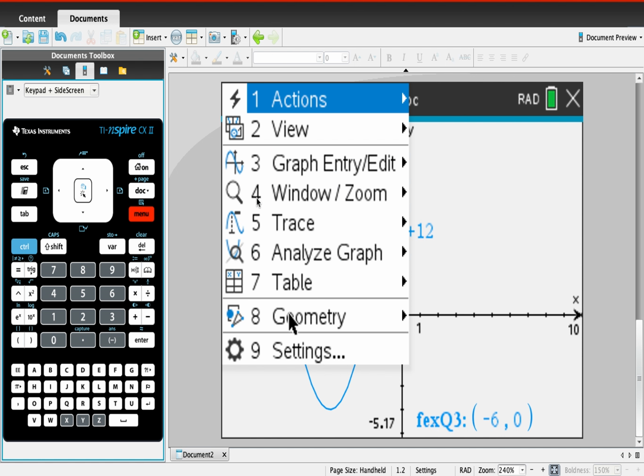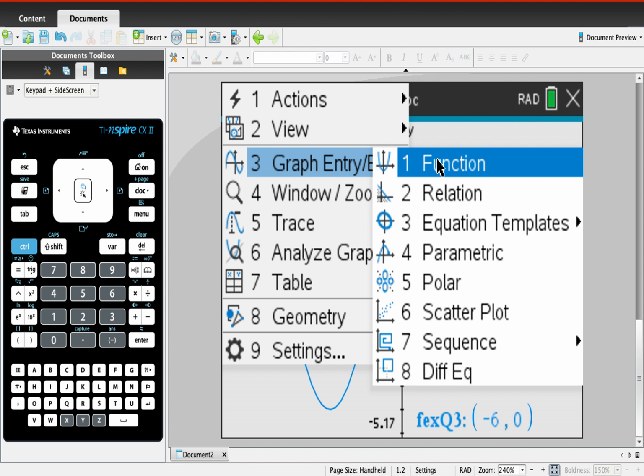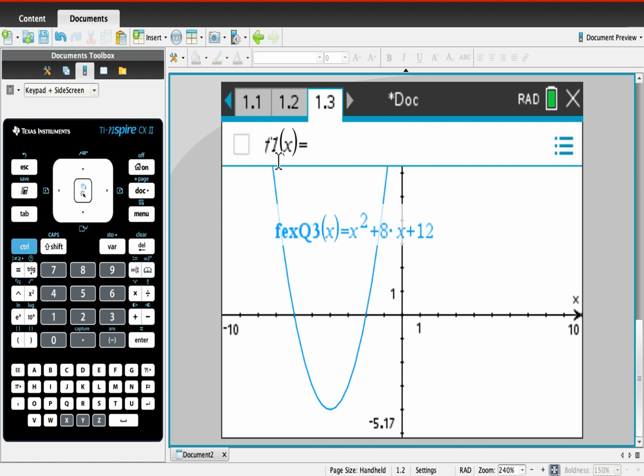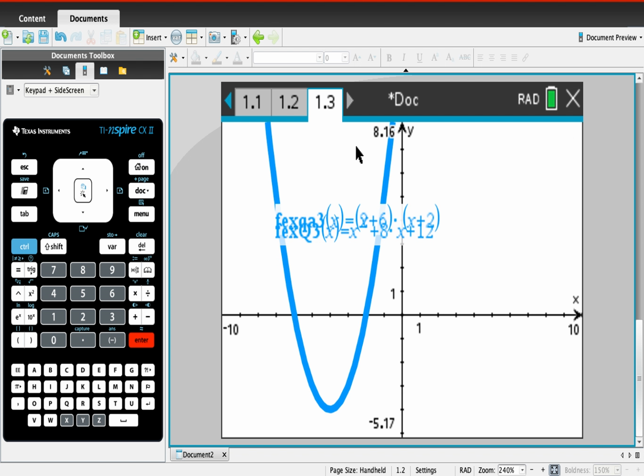Now I can also verify this by graphing a function. I'll go ahead and type in my factors exactly as I have them. And look at that, it lies exactly on top of my graph, meaning that this has absolutely got to be my answer. So I got that one correct, okay?